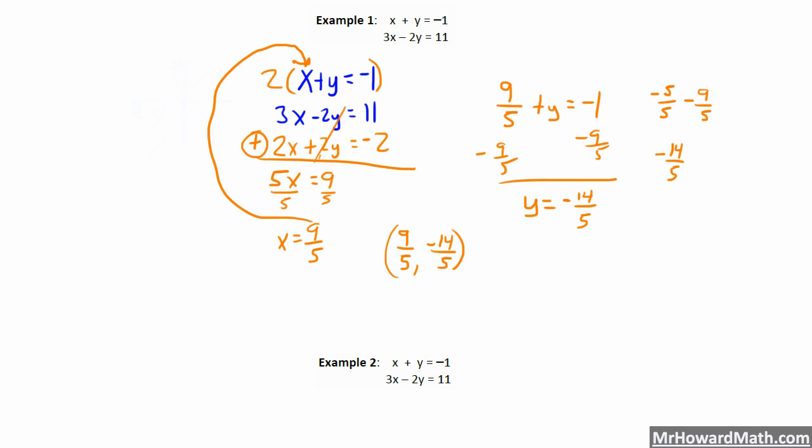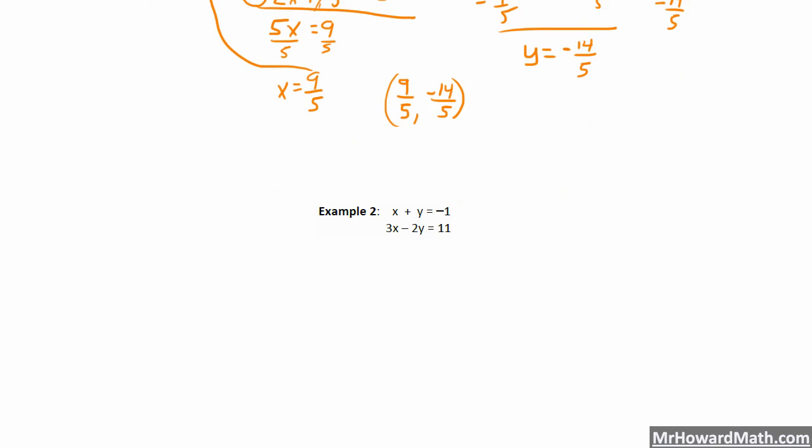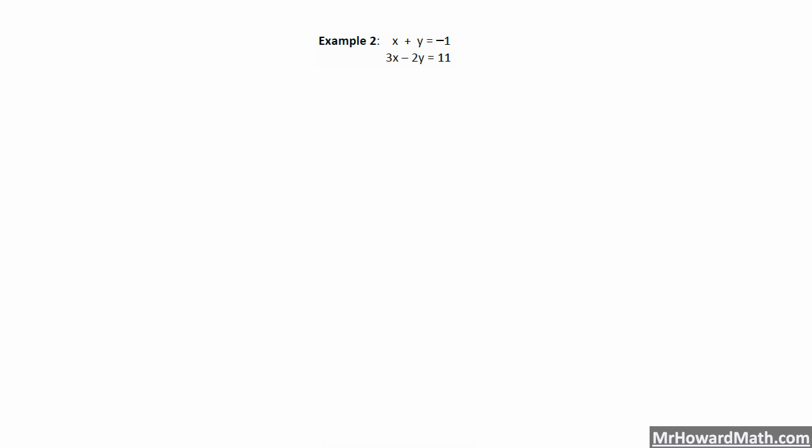Alright, so let's go on to example 2 here quickly. With this example, we're going to use substitution. We used elimination before. This time we're going to use substitution. Both methods work, but you need to know how to use both methods. And once you get good at using both methods, you can look at the two equations that you're solving a system for and pick the method based on how the equations are formatted.